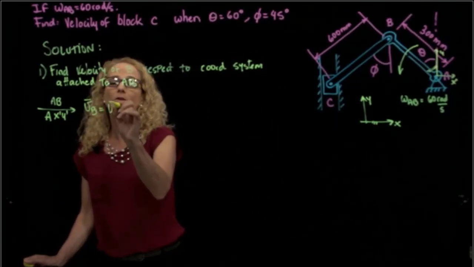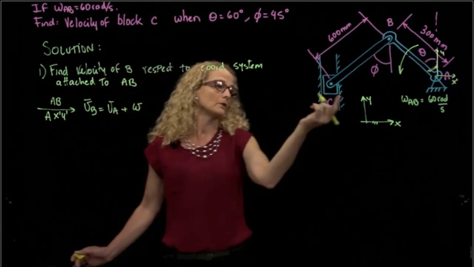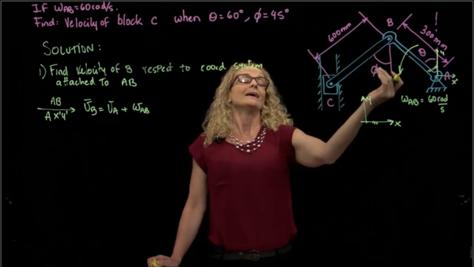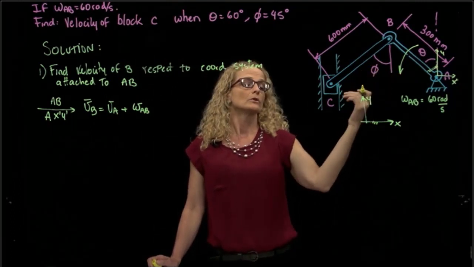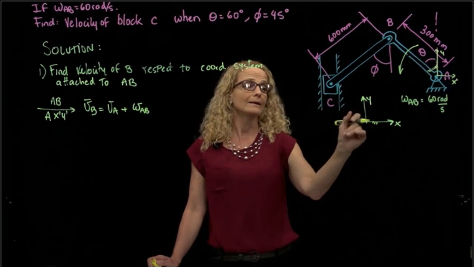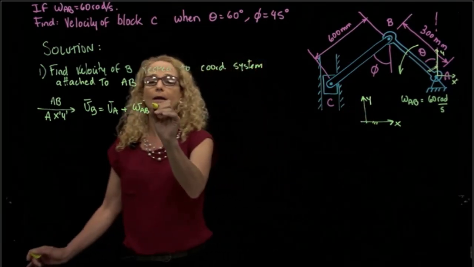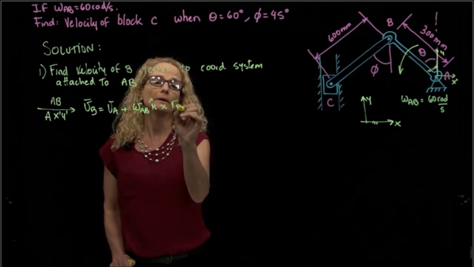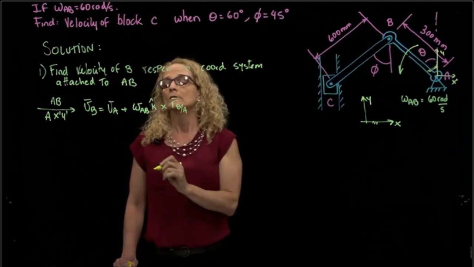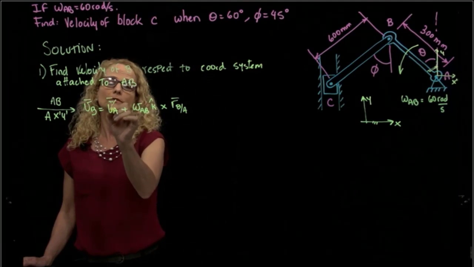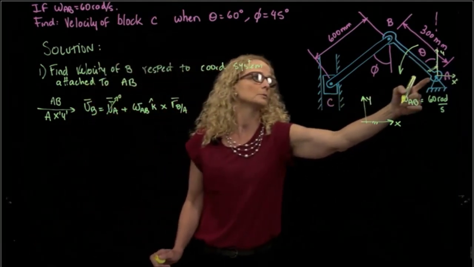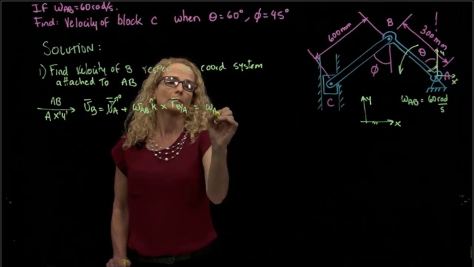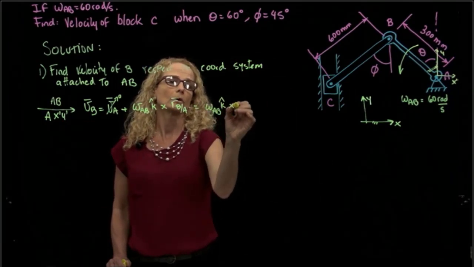I can say that the velocity of B will be the velocity of A plus the angular velocity of AB, which is always perpendicular to the plane of motion, so in K, cross product the position vector of B with respect to A. Here we know that the velocity of A is 0 because we have a fixed point at A, so that will be the known angular velocity, cross product.